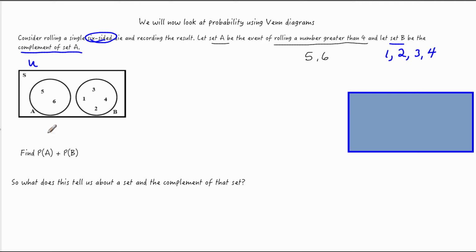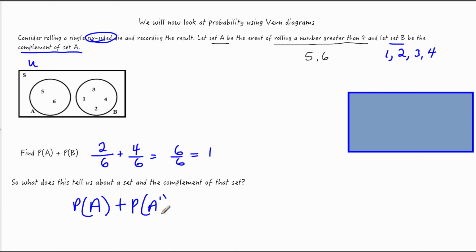So if I took the probability of A, well, there's 2 events happening in A out of a total of 6. And there are 4 events in set B. We add them together, and we get 6 over 6, which equals 1. So really, this is easy. What we learned is the probability of event A happening and the probability of event A not happening, everybody outside of A happening, always adds up to 1. Get it? 100%.